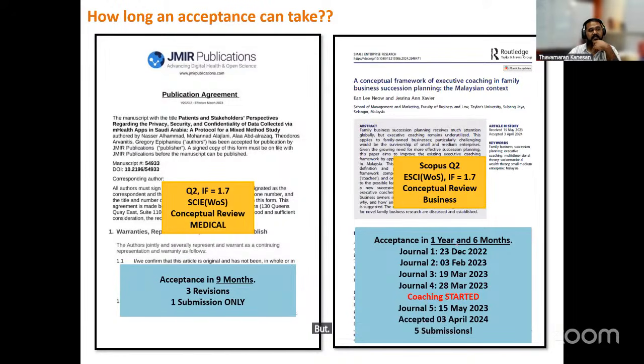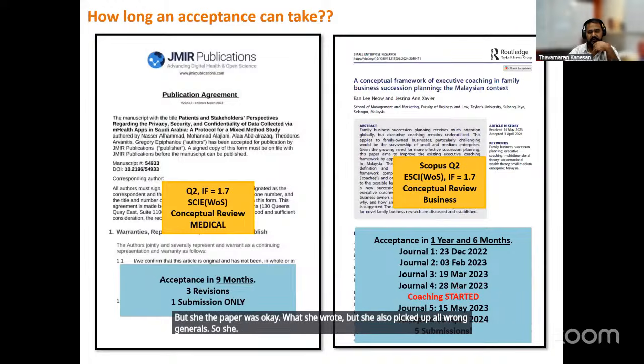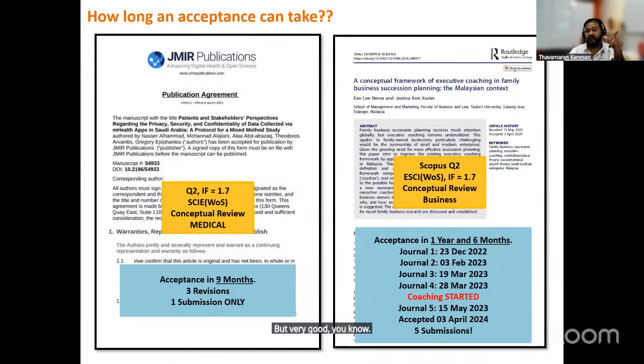But the paper was okay, what she wrote, but she picked all the wrong journals. So she got many rejections along the way. She got frustrated, and at the end she came back to us again. We coached the journal choice and told her where to submit. We chose this particular journal. It's Scopus Q3, but a very good journal. Taylor and Francis, a very good publisher, very legit.